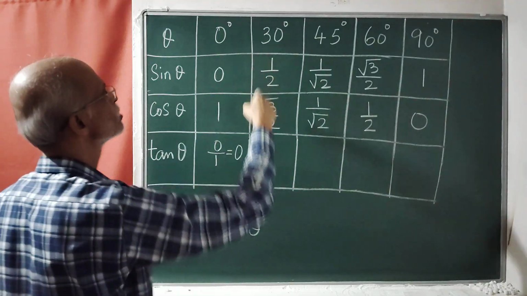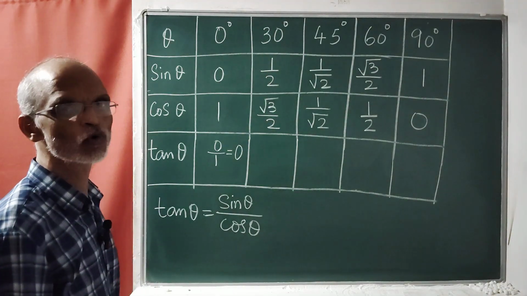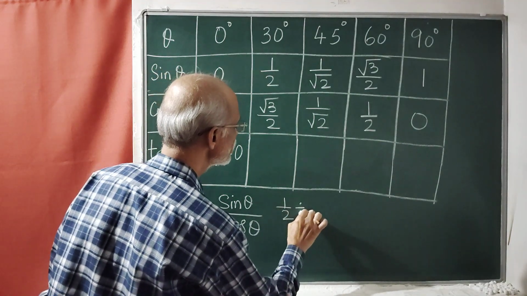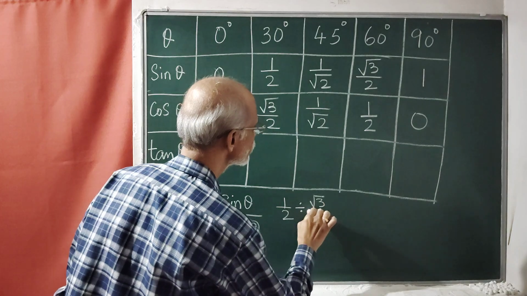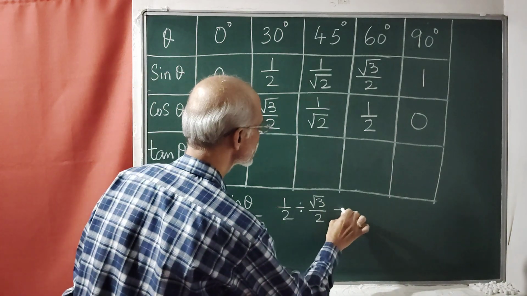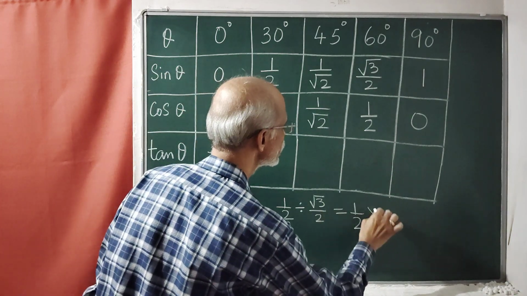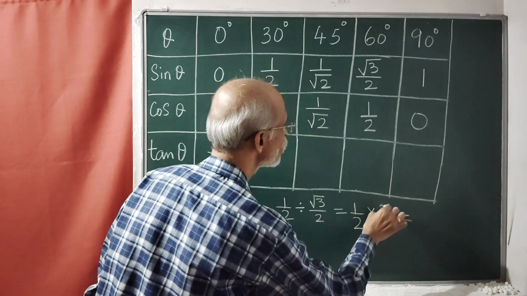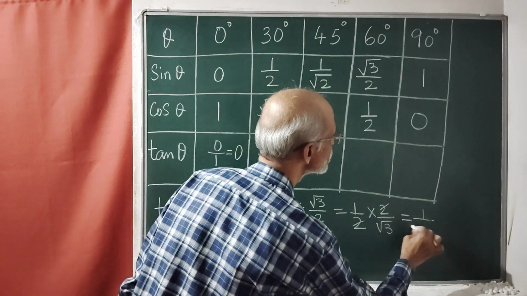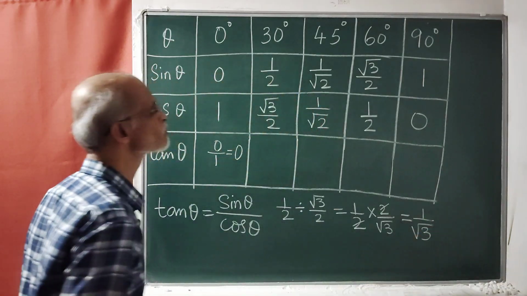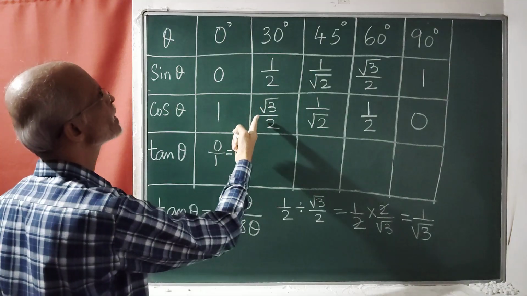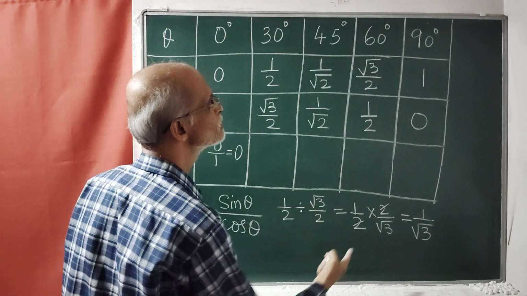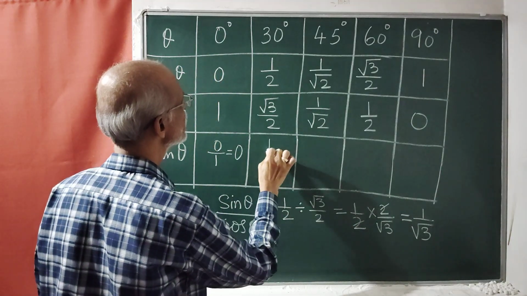You can see here 1 by 2 divided by root 3 by 2. What we get? We get 1 by 2 into 2 by root 3. 2 got cancelled there, we get 1 by root 3. 1 by 2 divided by root 3 by 2, we have to multiply by the reciprocal. We get 1 by root 3. See, 1 by root 3.